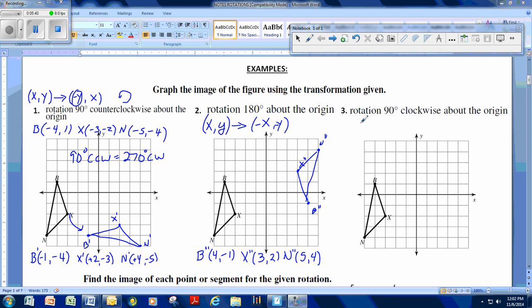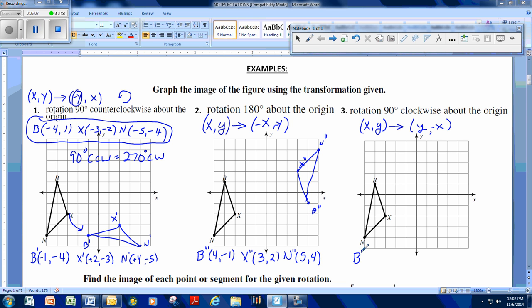Okay, next we're going to rotate that same shape, using the original coordinates again. This time we're going to rotate it 90 degrees clockwise. So the rule for that: I'm going to take my original coordinates and switch the y and the x again, but this time I'm going to change the sign on the original x value here, okay?